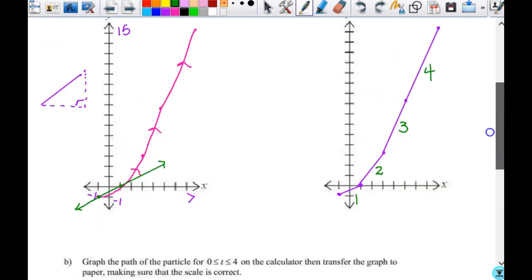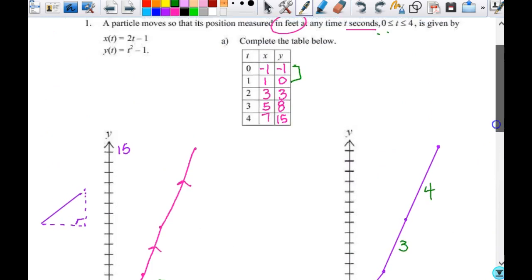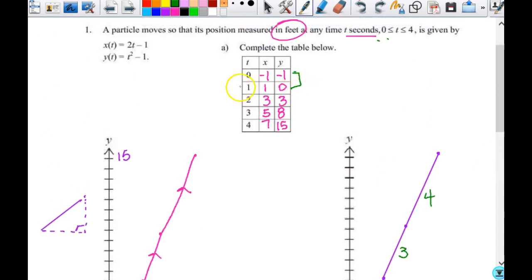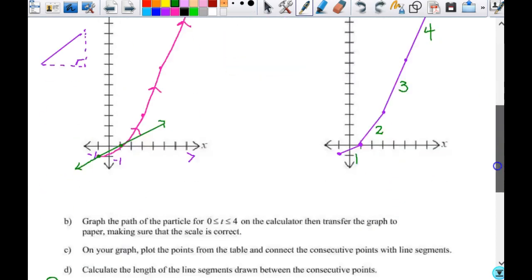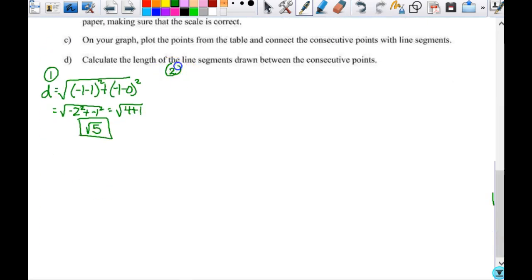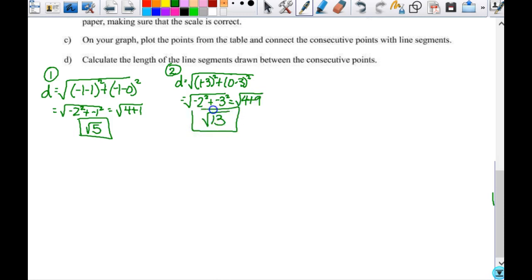Then I'm going to go back up to my graph, so now I'm looking for 2. So that means I want the distance between now these 2 points. All right, so I'm reusing that one. So for line segment 2, I'm going to do distance again. That is the square root of 1 minus 3 squared plus 0 minus 3 squared. Square root of negative 2 squared plus negative 3 squared. Square root of 13. You get the idea? So you got 2 more.